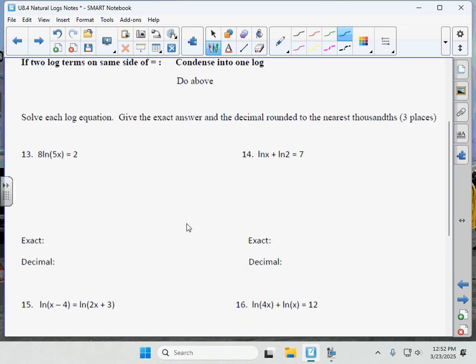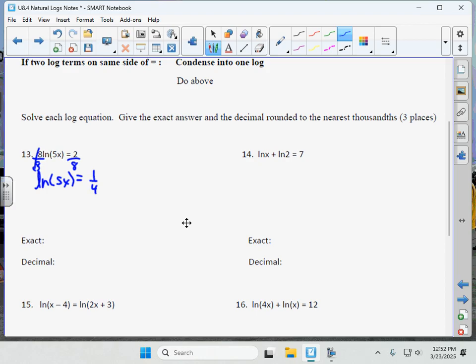So 13, 8 times ln 5x equals 2. All right, so we have one log in the problem. And so we're going to isolate the log first. So that means that we can divide both sides by 8. Right. So that cancels that out. We get ln 5x equals 1/4. All right, so we've isolated the log.